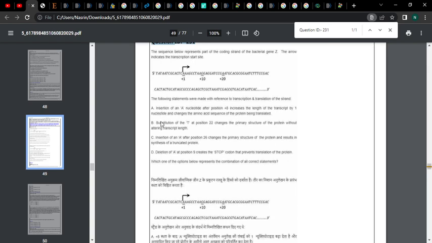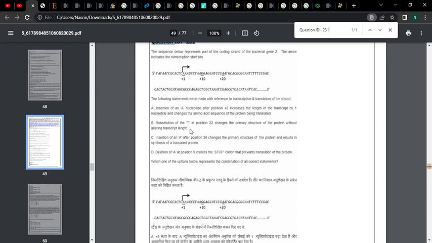Whereas option A, option B, and option D are incorrect. Okay, so deletion of A at position 9 creates a stop codon. So in order to solve this particular thing, if you know about the stop codons, you can sense that both option A and option B are incorrect.